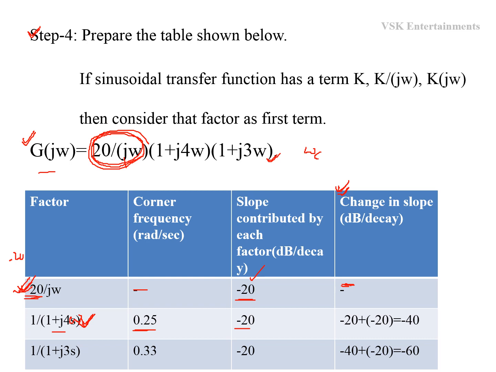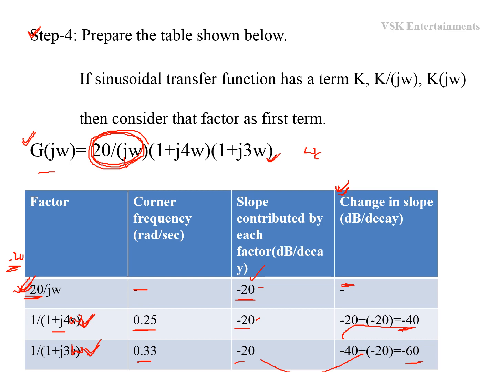The change in slope is minus 20 plus minus 20, that is minus 40. Similarly, go for the next factor, that is 1 by 1 plus 3 j omega. The corner frequency for this factor is 0.33, and this is also a pole. Each pole has a magnitude slope of minus 20. So minus 20, change in slope is minus 40, minus 40 plus minus 20. So the change in slope is minus 60 decibels per decade.